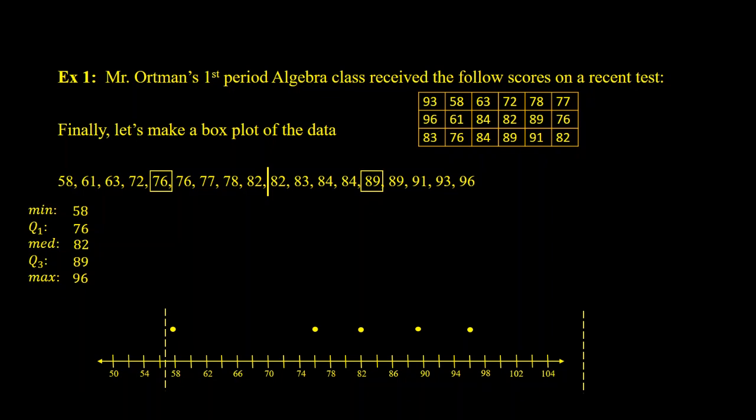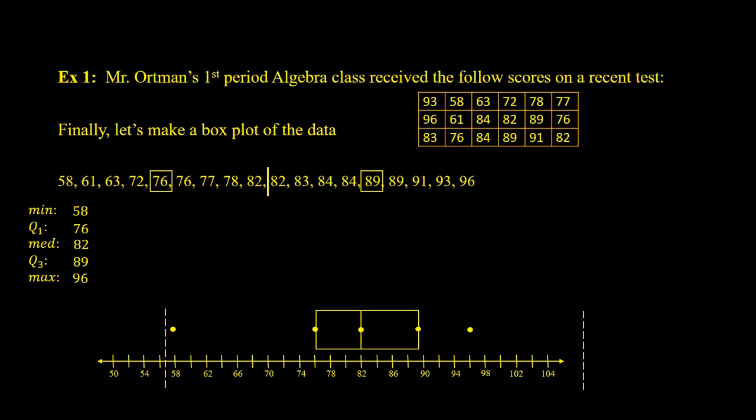Next, I put a box around Q1 and Q3. I make a rectangle around these values. Then we're going to put a line through the median, a vertical line through the median. That is the box portion of our box plot. Sometimes this is called a box and whisker plot.